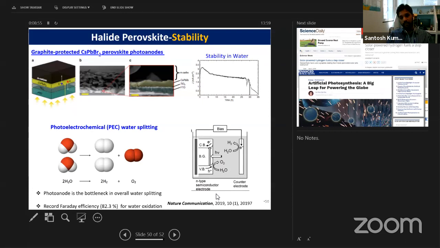And then we applied it for water splitting, the photoelectrochemical water splitting. So here, as I said, at the anode the oxidation is the bottleneck, because the kinetics are sluggish.